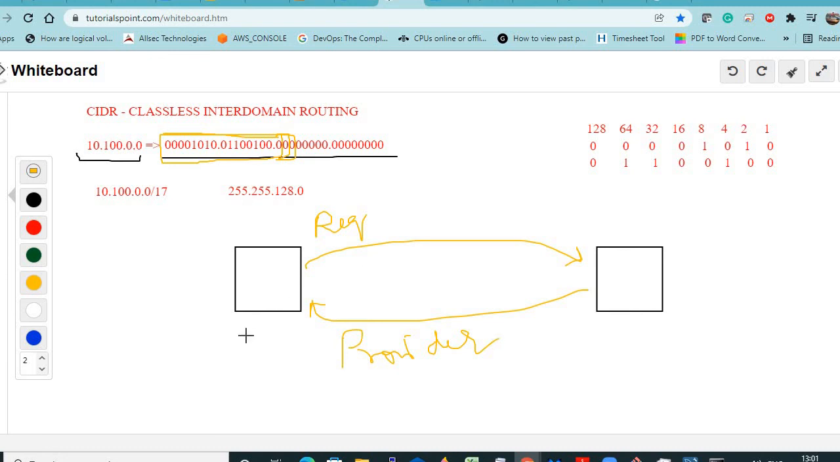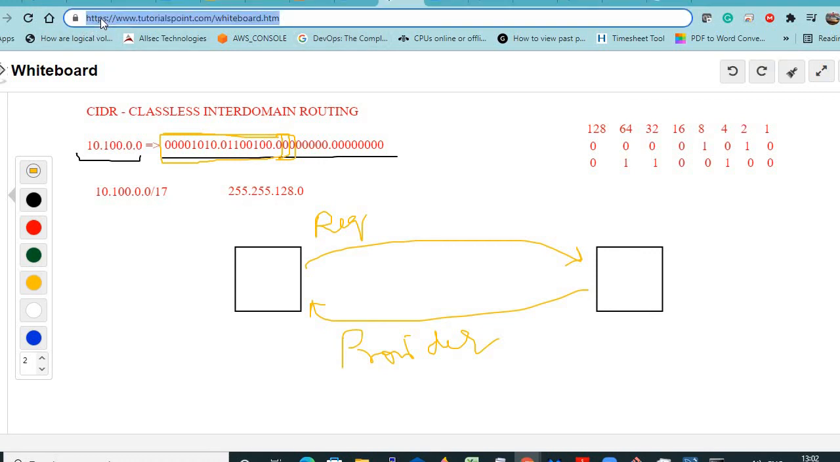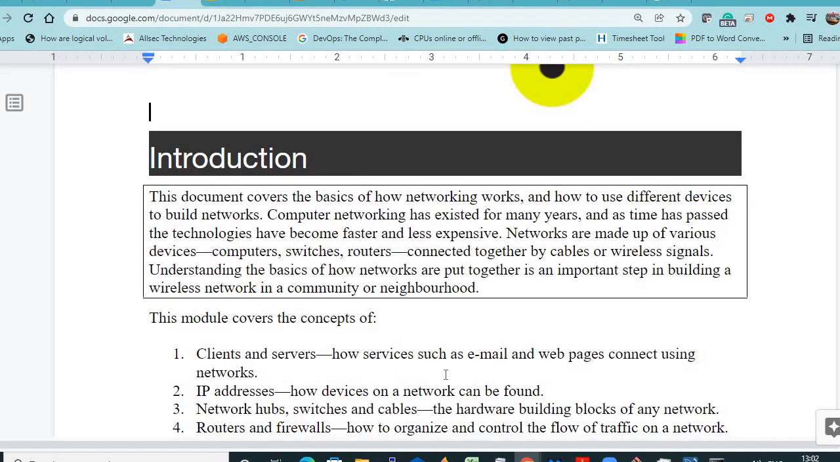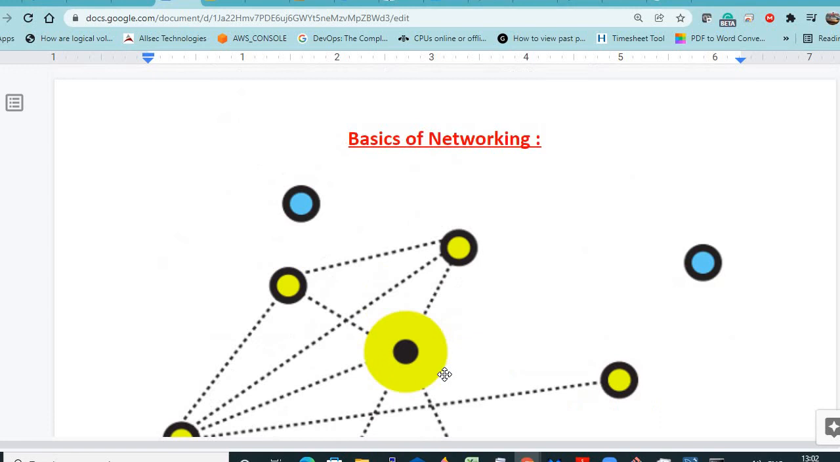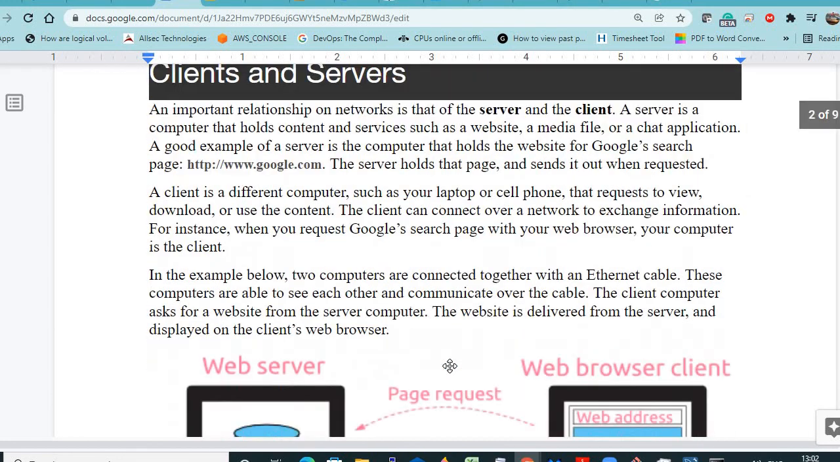So there is a client-server architecture. Wherever you go, this is the same. Now I am browsing this page, so I am a client. I am a client for this Tutorials Point. I am using their service, that is, one of their applications which is the whiteboard. So I am a client and it is a server. This application is also hosted on some virtual machine for sure. So there will always be a client-server architecture.